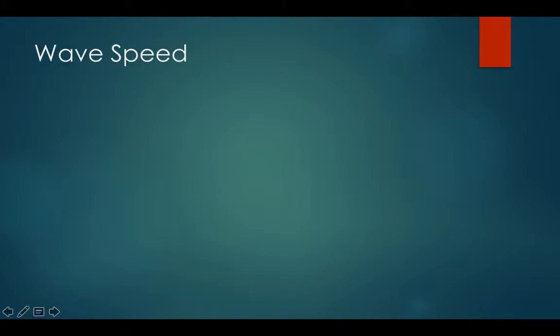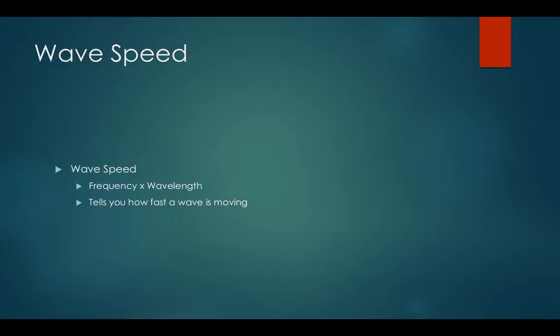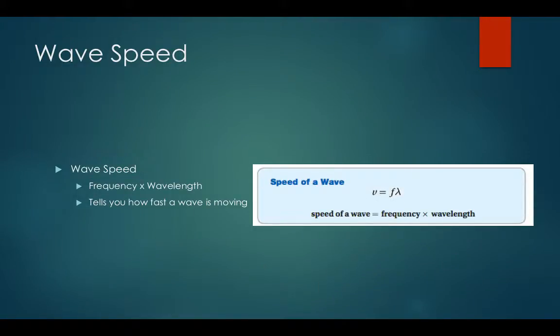Now the last one is called wave speed. Wave speed is frequency times wavelength. Basically, it's going to be telling you how fast a wave is going to be moving through a medium. Now, the speed of a wave oftentimes depends upon the actual medium that it's traveling through. And you're going to see what that means here in a second.